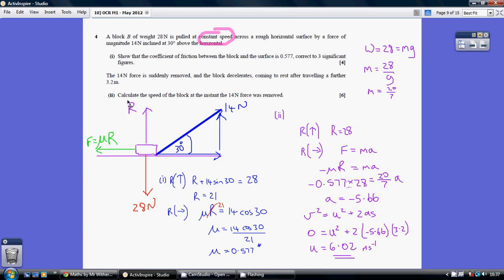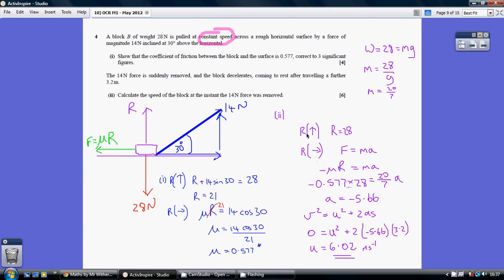Right, so back to the question. Calculate the speed of the block at the instant the 14 newton force was removed. We're now going to use Newton's second law, because we have movement here, so the forces are not in equilibrium. We need to start off by considering F equals ma. The force going to our left is going to be our friction again, so we're going to need to work out what the normal reaction is first, as that is a component of the friction.